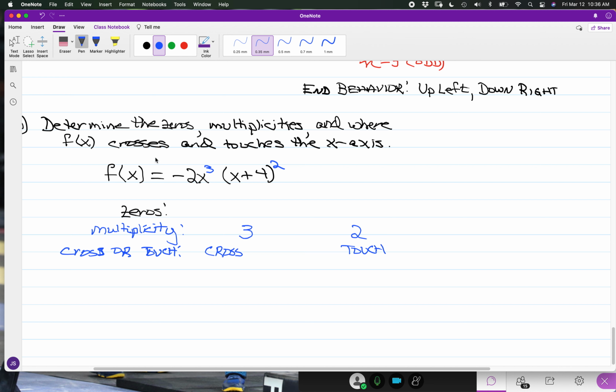Okay, and for the zeros that correspond, with the first variable factor, x, you have x is equal to 0. And then from x plus 4, we have x is equal to negative 4. So I've already identified the behavior. In terms of where it's going to cross, it's going to cross at x is equal to 0, and it's going to touch at x is equal to negative 4.